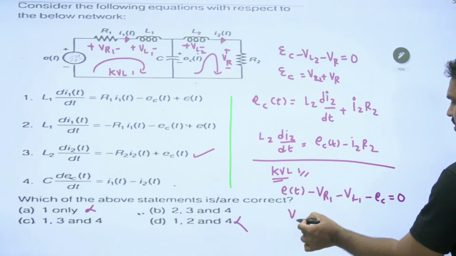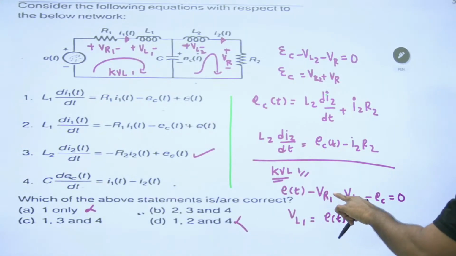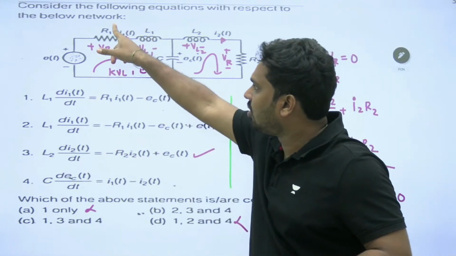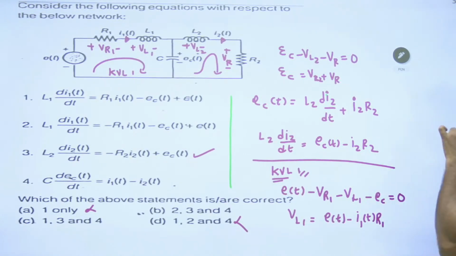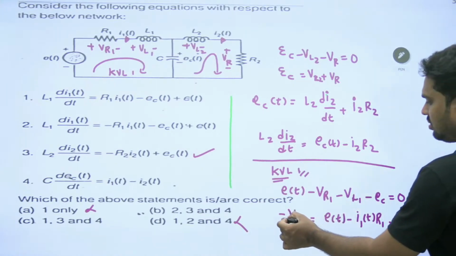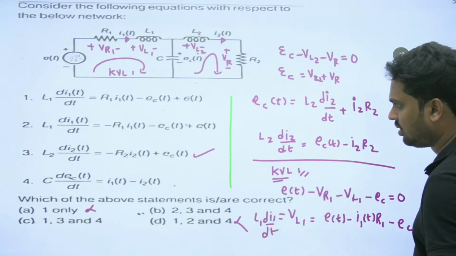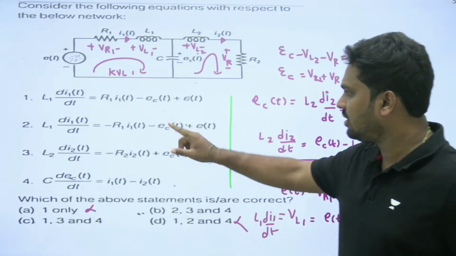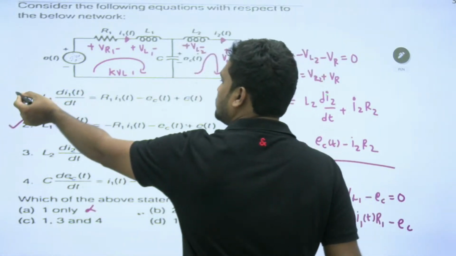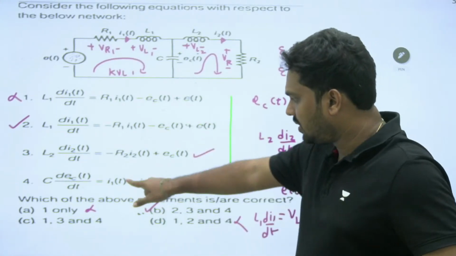अभी VL1 कितना होता है सर? E of t minus VR1. What is VR1? I1 of t into R1, plus EC. Sorry, minus EC. What is VL1? L1 dI1 by dt. So E of t minus EC minus I1 into R1. So second equation is correct. First one तो galat hai, minus नहीं दिया. So 2, 3, 4 are the right answer. 4 भी हम प्रूव कर सकते भाई.